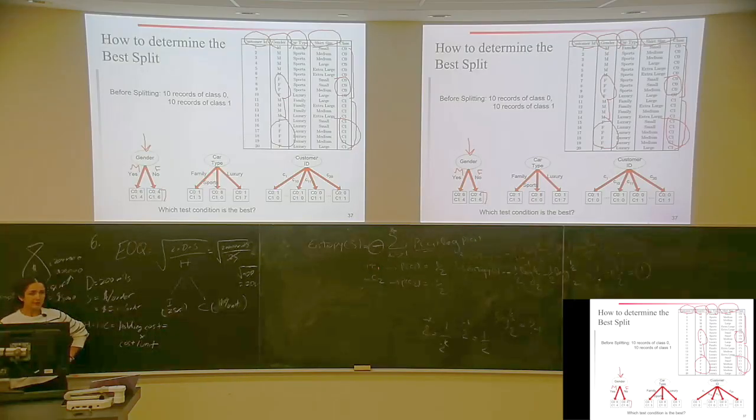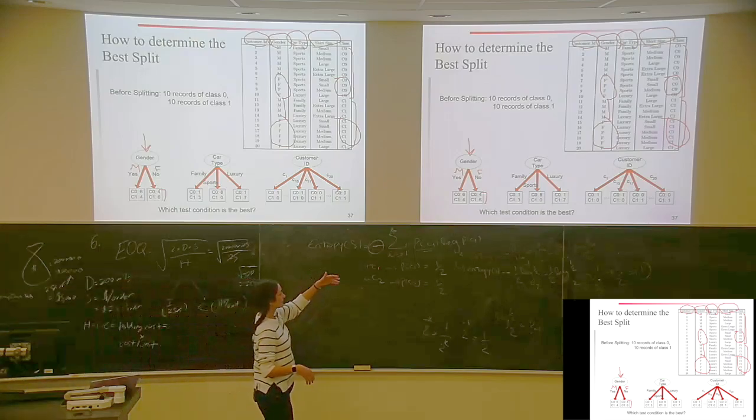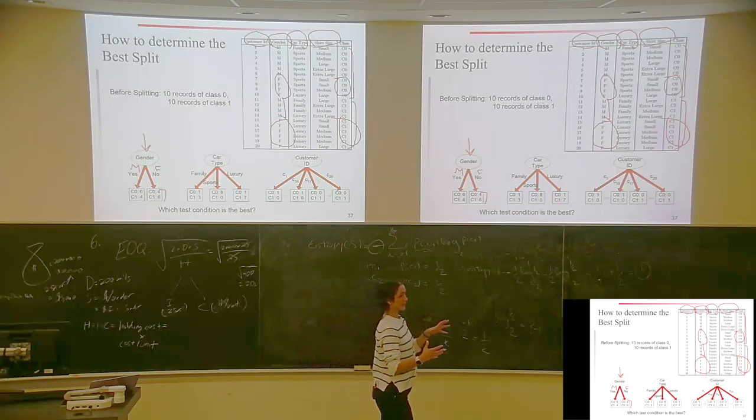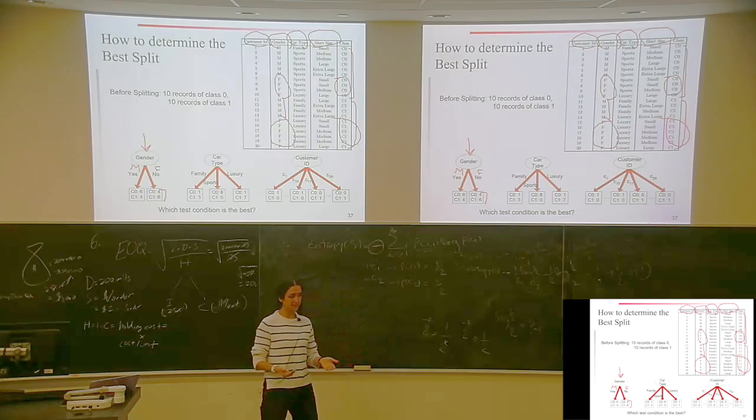Is this a good split? Why not? High entropy, right? What does it mean, high entropy? High impurity. Even by looking at this, we know that this is not the best split. If it was a good split, we would see that at least most cases belong to the same class, even if not all cases belong to the same class.